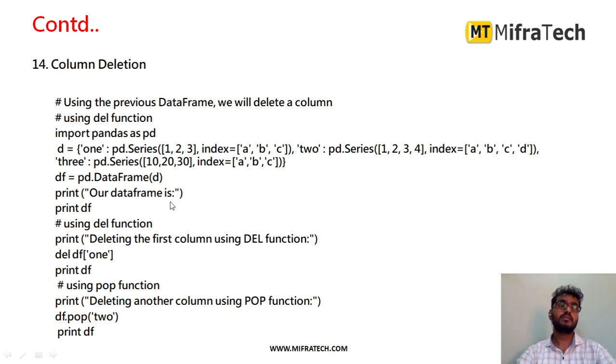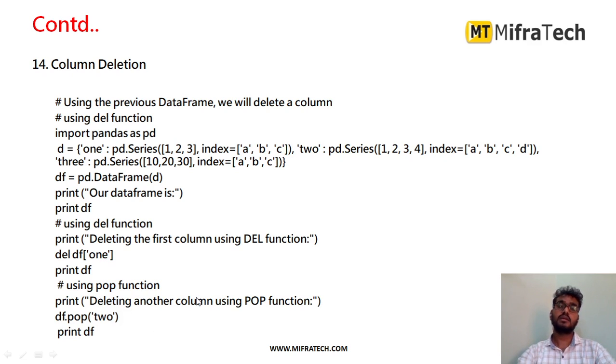Here the data frame is ready, and we can delete a column by using the del function. Just use del df of, where df is the data frame. To delete the first column, use del df of 1. If you want to delete the second column, you can use del df of 2. So using the del function we can delete a particular column in a data frame. Then we can also use the pop function to delete a column in a data frame. Using the data frame, that is df.pop of 2, the second column will be deleted.